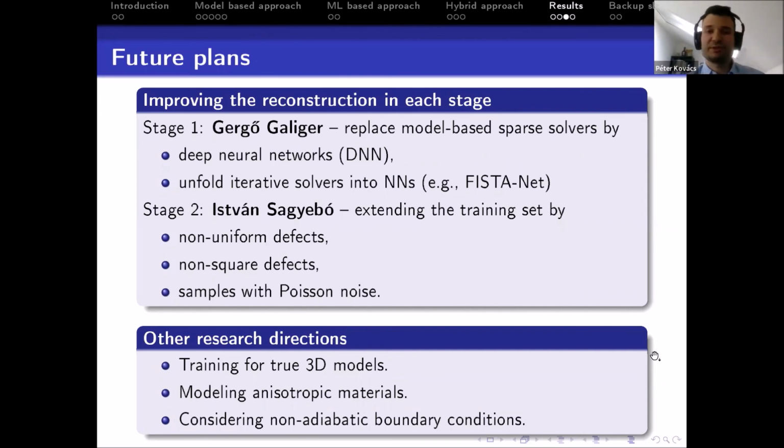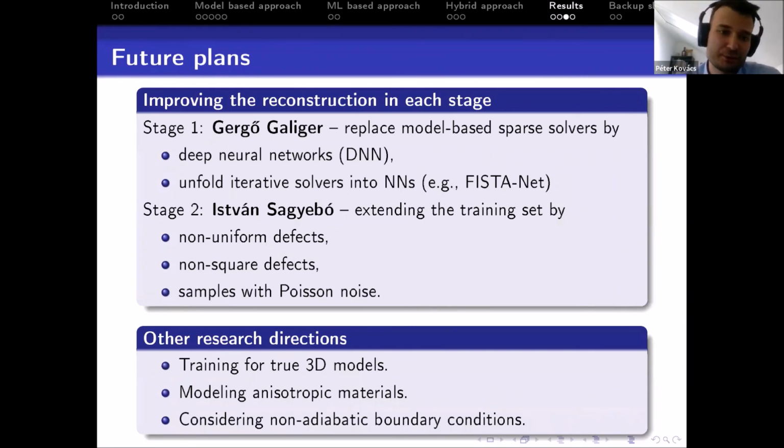So in the first stage, we used ADMM. This is a numerical solver to solve the sparse signal recovery. But the iterations in the ADMM can be unfolded into neural network architectures like the VistaNet. And Gergő Gallagher, who is also with us now, joined us today. He is working on the first stage.